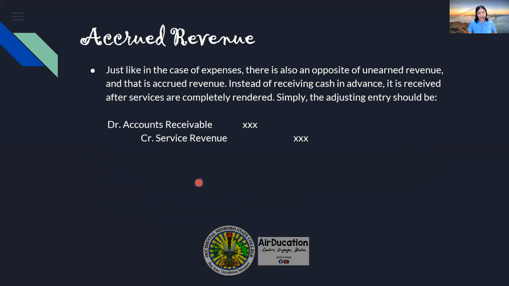pang bayad. Okay? Nagbigay ka ng service pero wala pang bayad. Yun yung accrued revenue. Kabaliktaran siya ng unearned. Kasi sa unearned, binayaran ka muna bago ka nag-render. Sa accrued, na-render mo na pero hindi pa bayad. Okay? That's it.